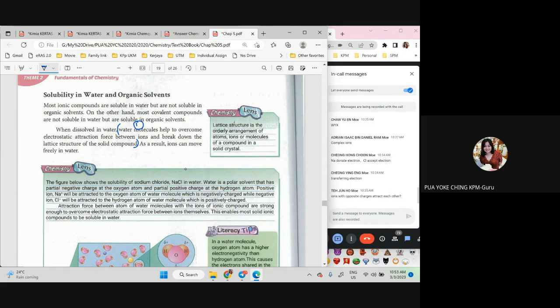Di mana saya tak sebut kenapa water boleh overcome. Kalau you nak tengok kenapa water boleh overcome, this is because the partial negative charge of the oxygen atom and partial positive charge at the hydrogen atom attract to your Na plus and Cl minus.